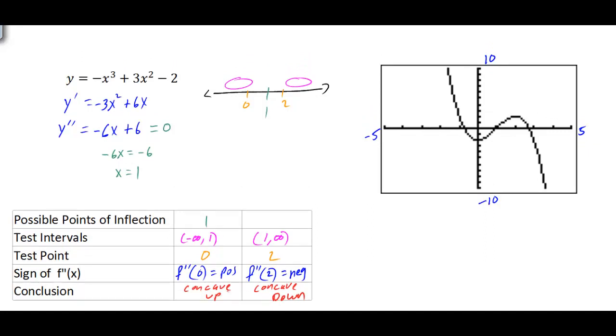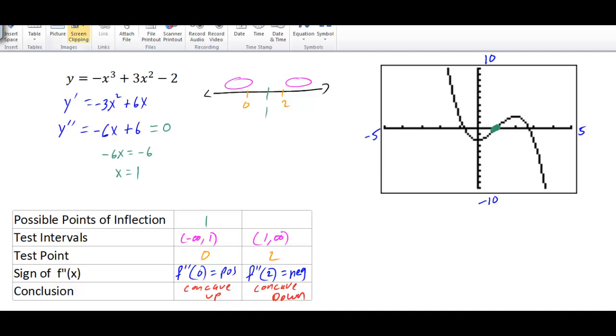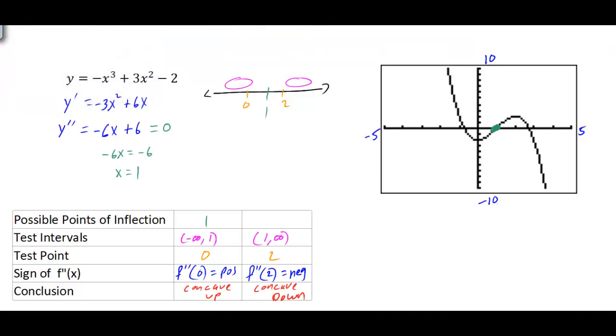Because we change directions from concave up to concave down, that tells us that this point here at 1 is a point of inflection. So at 1, which is right here, that's our point of inflection, and we can see that our graph changes from concave up to concave down. And again, this is using the second derivative to determine your concavity.